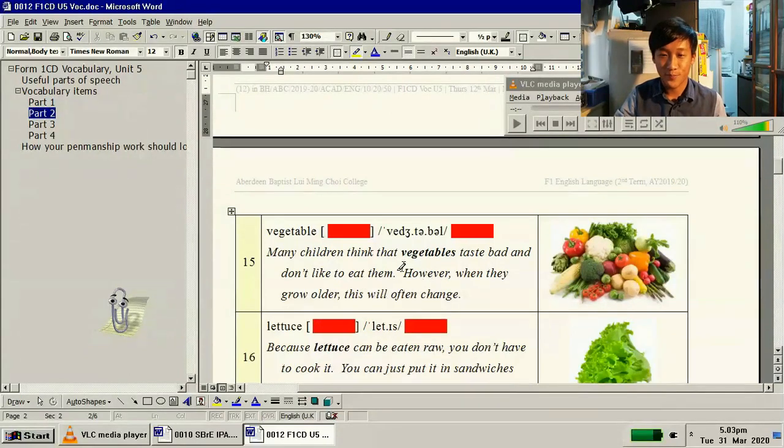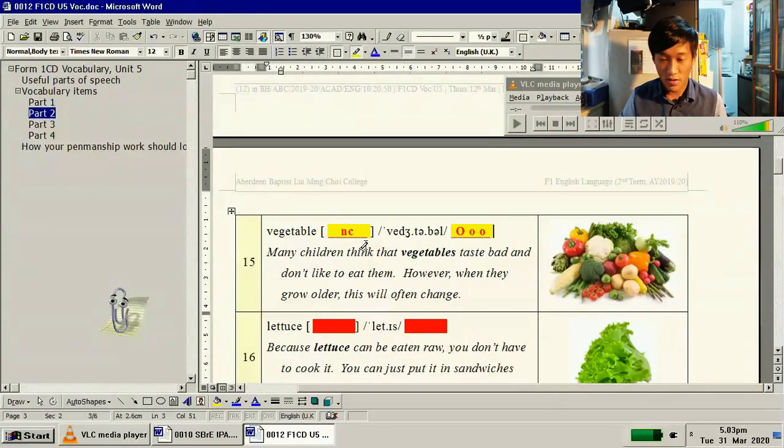Item 15. This item has an S, so it's a countable noun. There are 3 syllables. The first syllable is stressed with a higher pitch. The second syllable is unstressed with a lower pitch. The third syllable is unstressed with a lower pitch.